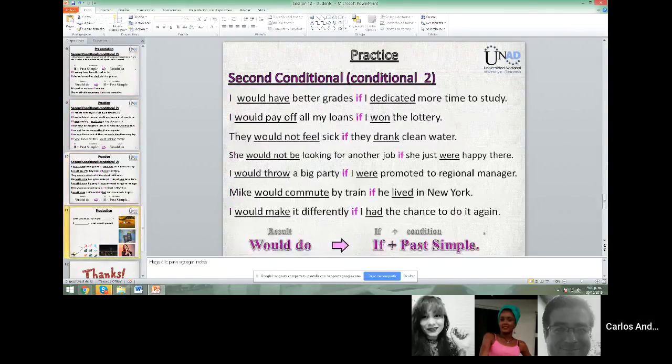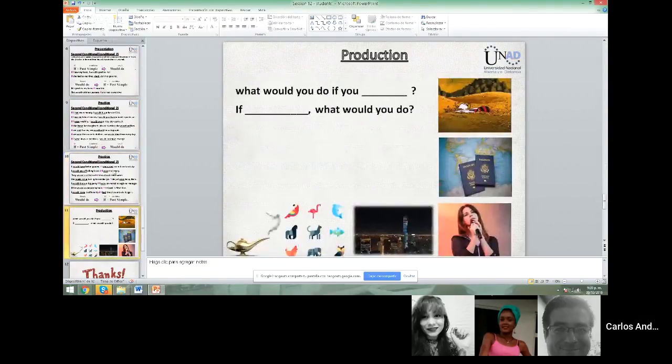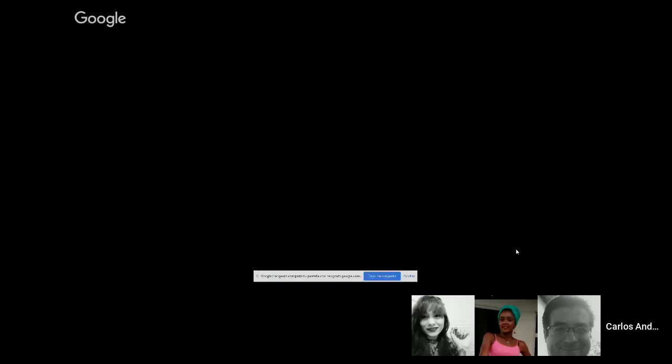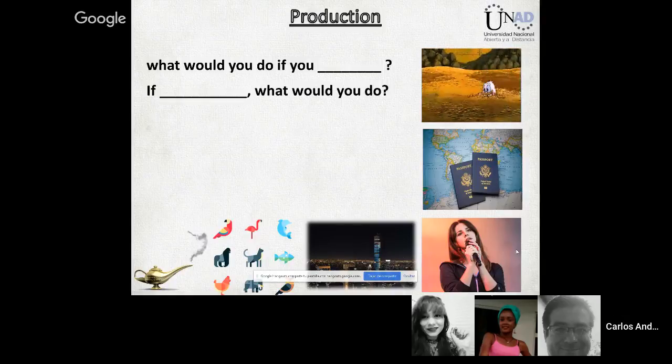So let's go to the final part, the production. So in this opportunity, give me 1 second. In this opportunity, this is what you're going to do. You are going to tell me one question, okay? But you're going to tell me one question that is very, very interesting. That is very interesting to ask, and it is very interesting to answer. So I give you these pictures.